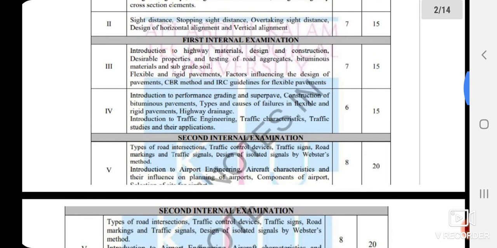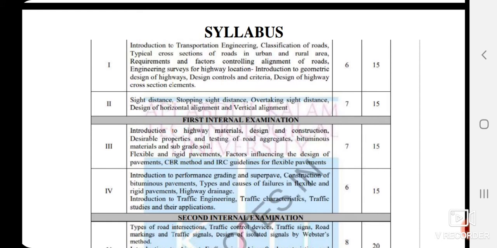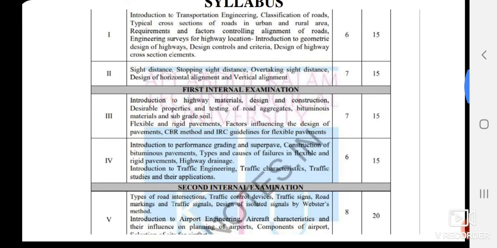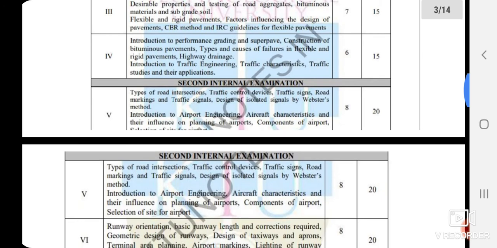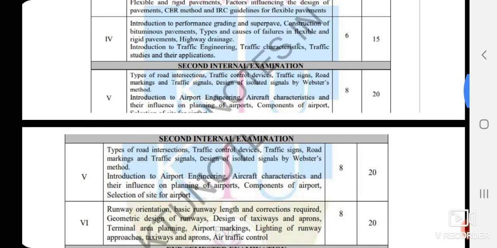And this syllabus contains highway engineering. That is part 1. Transportation engineering contains highway engineering and airport engineering. The first 4 modules are regarding highway engineering, that is road engineering, and the last 2 modules contain airport engineering.